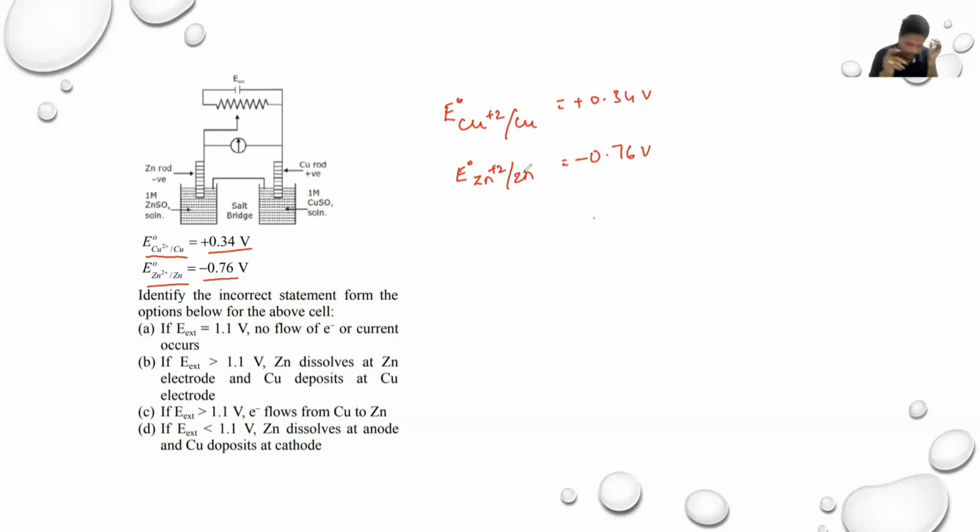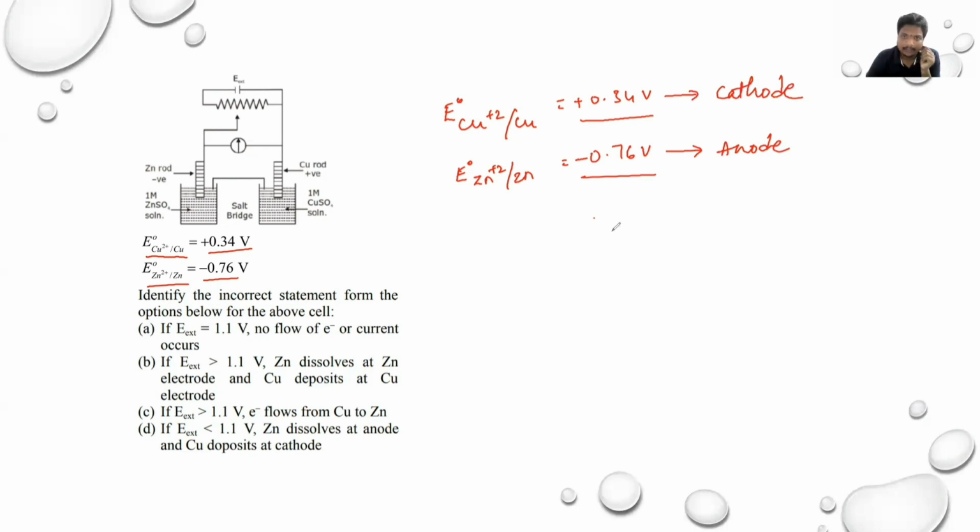If you observe these two values, 0.34 volts and minus 0.76 volts, obviously 0.34 is the greater value. So it will act as the cathode, and here it will undergo the reduction reaction. And zinc will act as the anode.